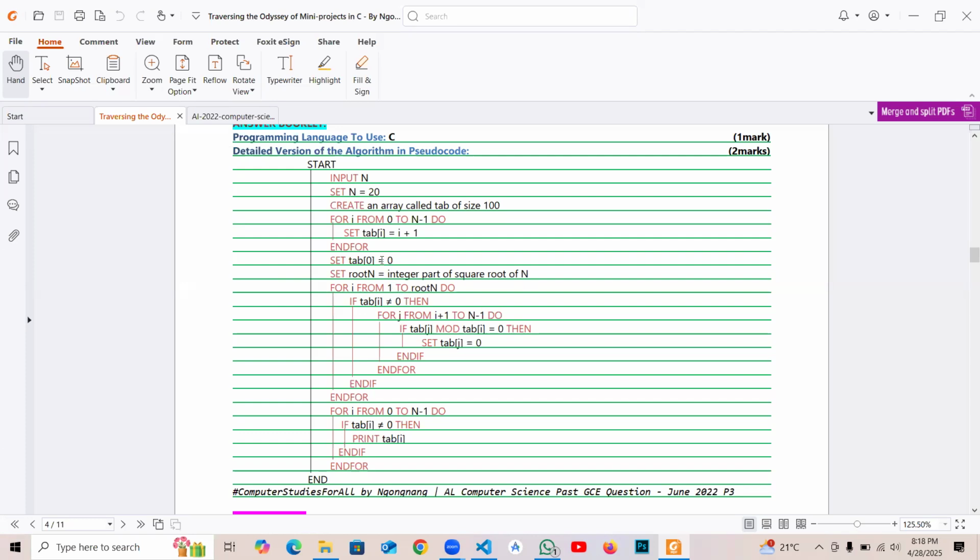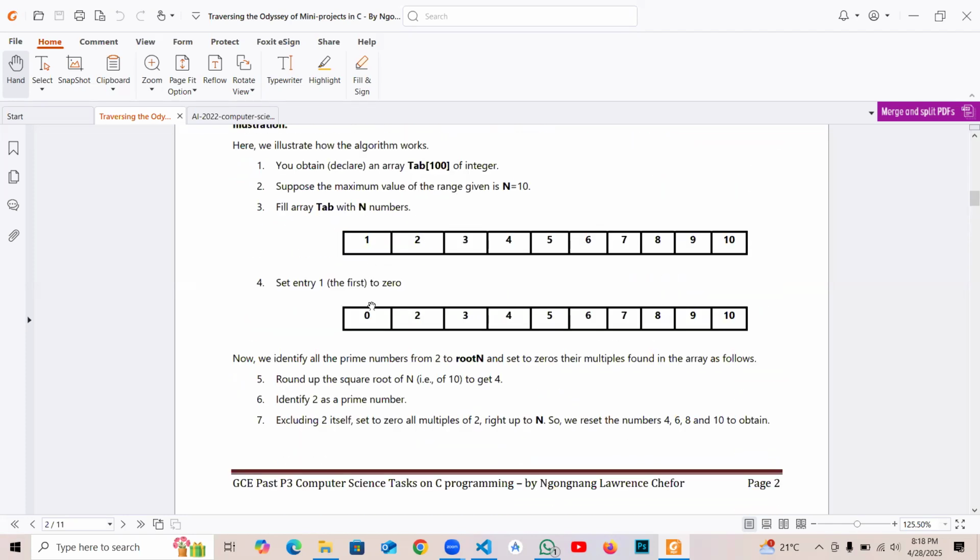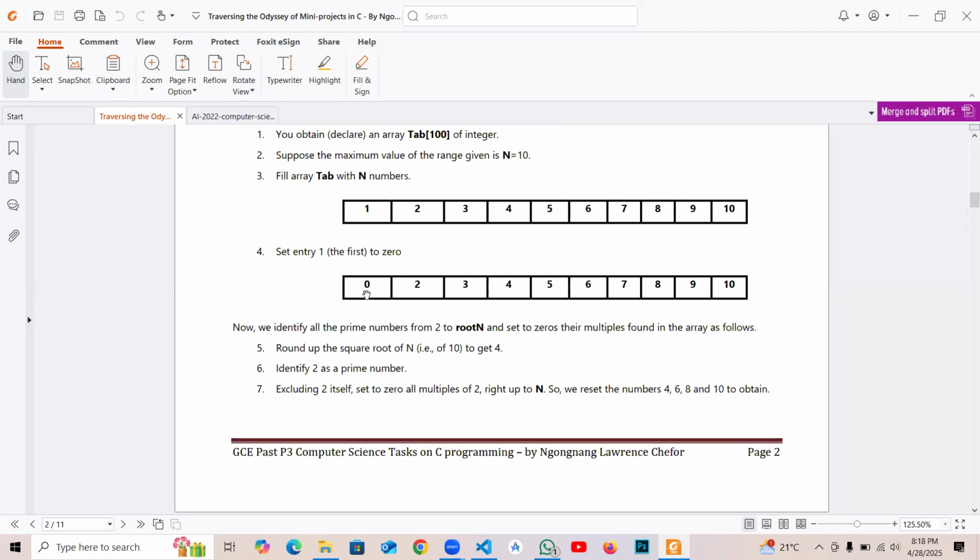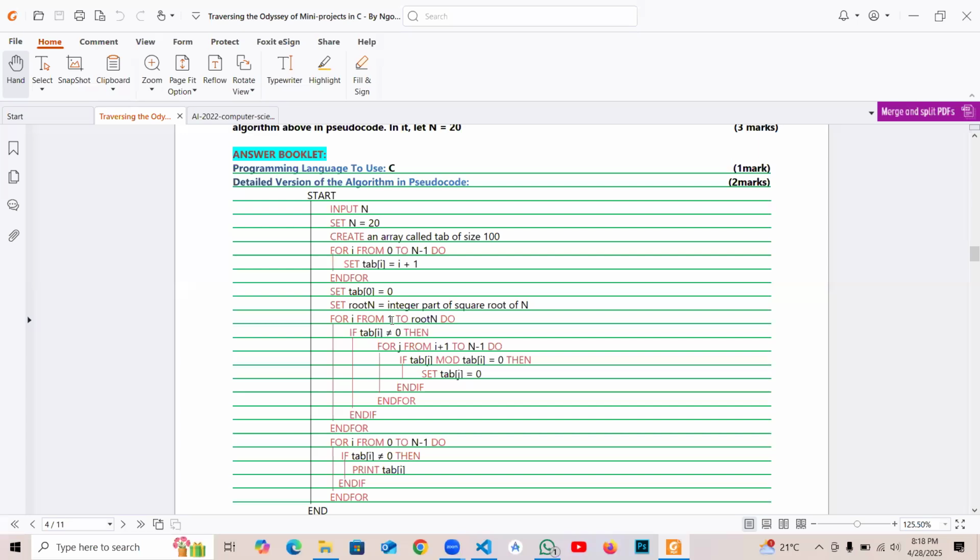Why? Because we have already left the first index. We are locating the second number in the range. So we are here. We are already done with this one. We want to set the next number now in the list, which is here, 2. We want to locate the next number in the list, which is 2. And that 2 is at position 1. So we are now moving from 1, no longer from 0. From 1 to root n. We have our n to be 20. So we're moving up to root n.